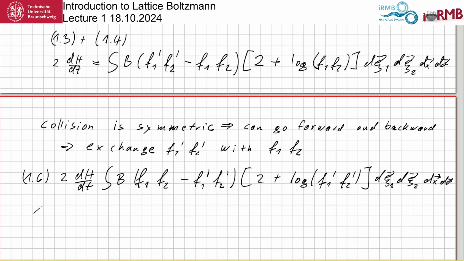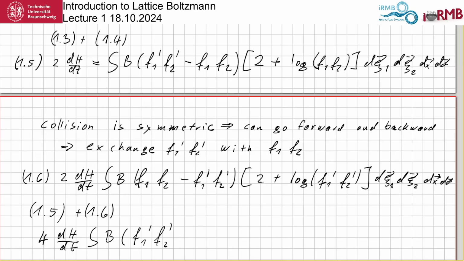And what we can do now is to put the equation 1.5 together with, did I write 1.5? I think I did not write 1.5. 1.5 is this here. So we can have 1.5 plus 1.6. So then we have 4 times dH by dt is b. So I now write again the dashed version first.